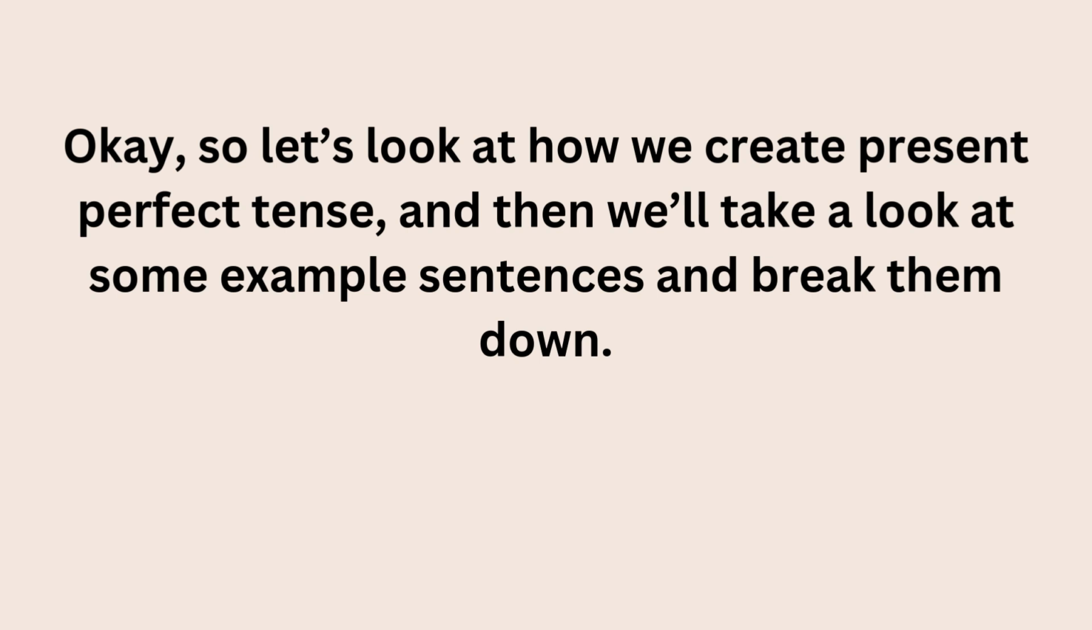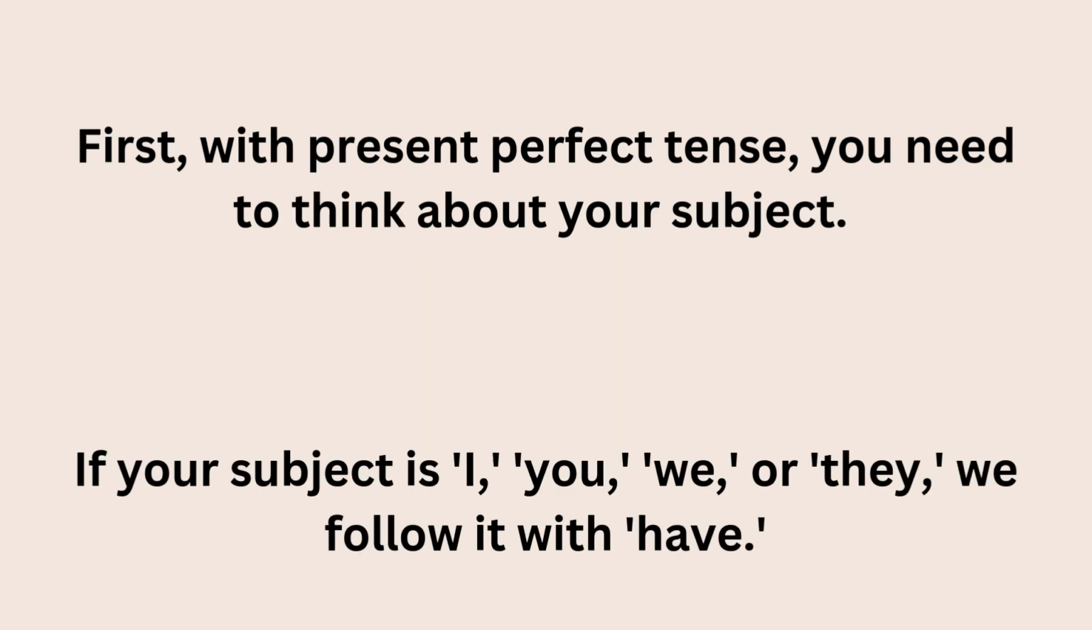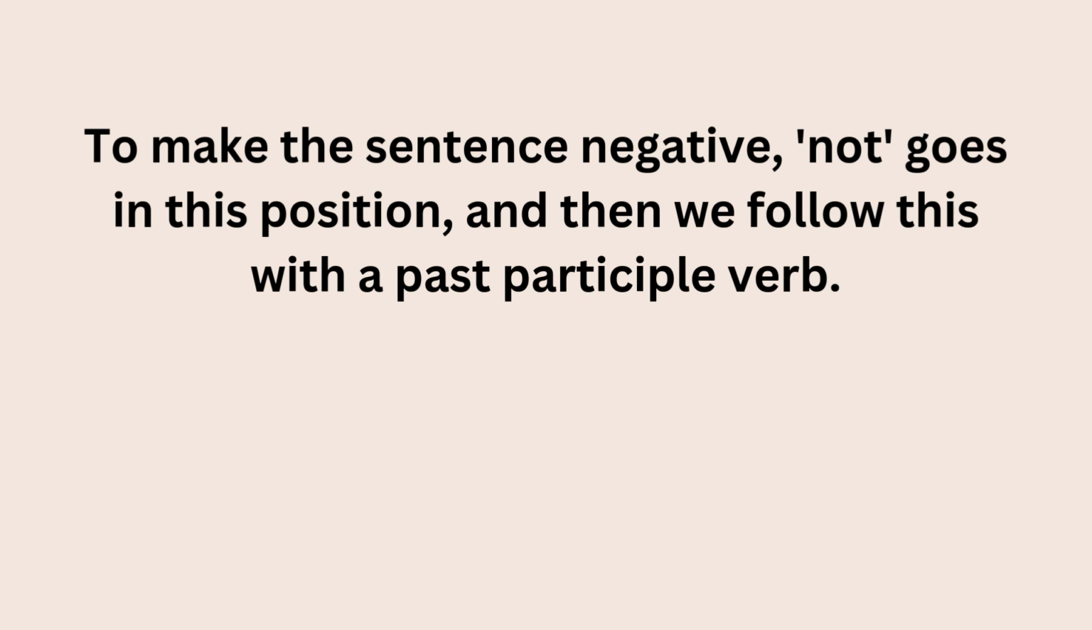Okay, so let's look at how we create present perfect tense, and then we'll take a look at some example sentences and break them down. First, with present perfect tense, you need to think about your subject. If your subject is I, you, we, or they, we follow it with have. To make the sentence negative, not goes in this position, and then we follow this with a past participle verb.